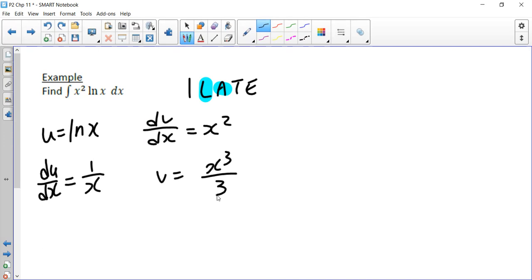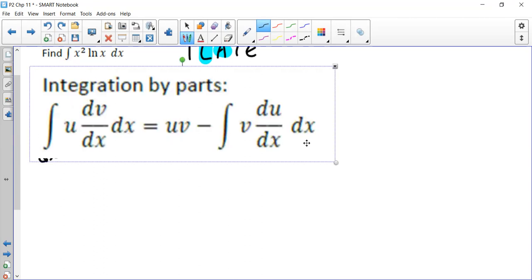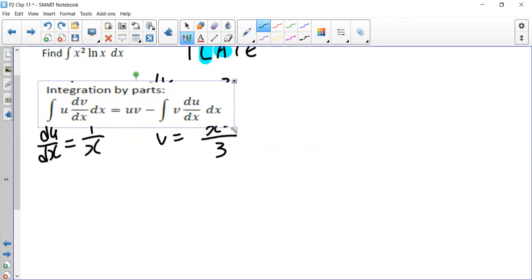Can you guess what's a common mistake students make from the first step to the next step here? Yes, a lot of students would differentiate from dv by dx to v, to differentiate again, but actually this one you have to integrate. So just be mindful of that. Right, next we can use the formula. I'll just copy and paste the formula again.